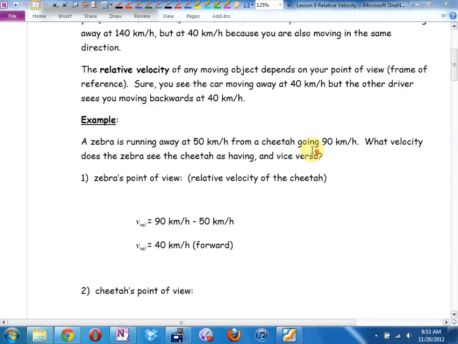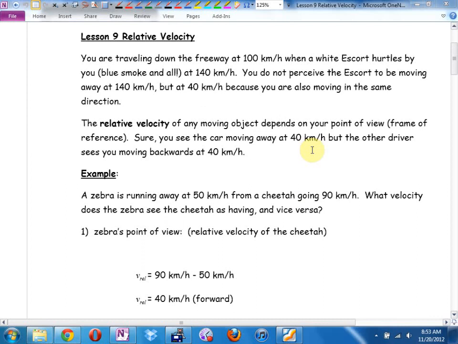So relative velocity. As an example, just to jog your memory, just to review, you are traveling down the freeway at 100 kilometers per hour when a white Escort hurtles by you at 140 kilometers per hour. Well, you don't see the Escort to be moving away at 140 kilometers per hour. You see it moving away from you at 40 kilometers per hour because you're moving in the same direction. You see the relative velocity of it.